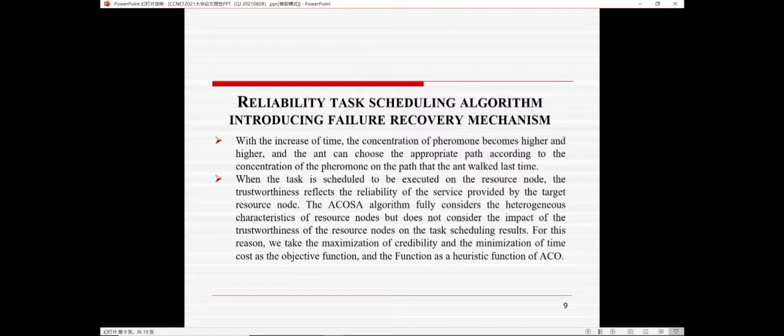The ACOSA algorithm fully considers the heterogeneous characteristics of the resource node, but does not consider the impact of the trustworthiness of the resource node on the task scheduling result. For this reason, we take the maximization of the trustworthiness and minimization of the time cost as the objective function, and the function as the heuristic function of the ACO.